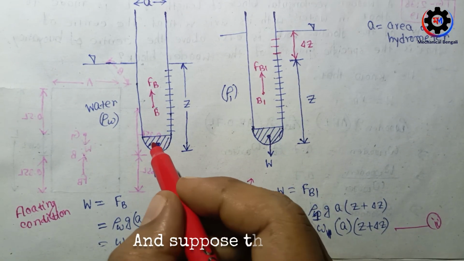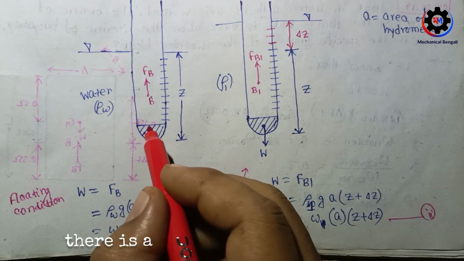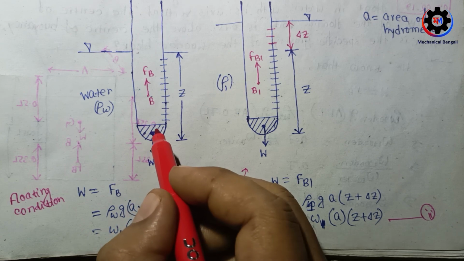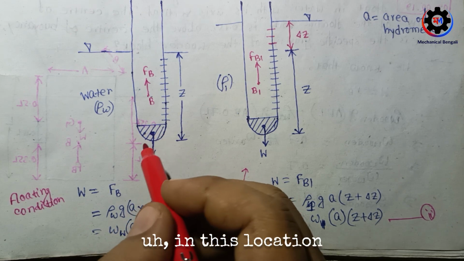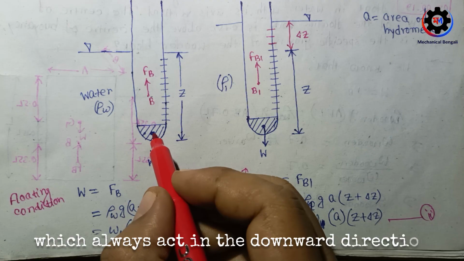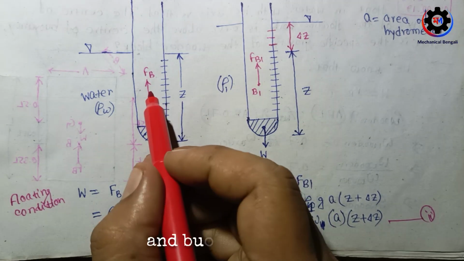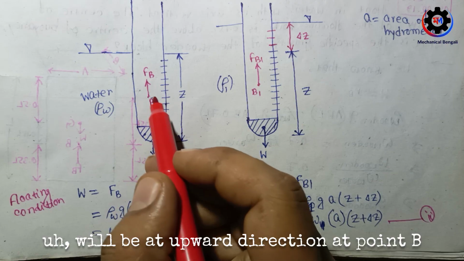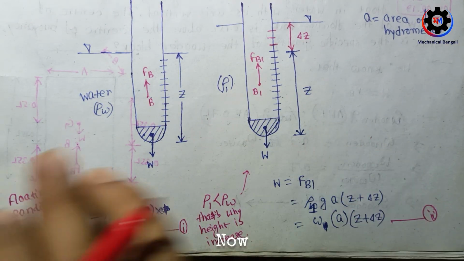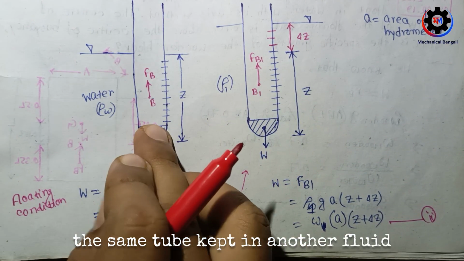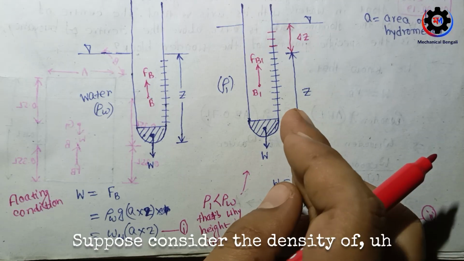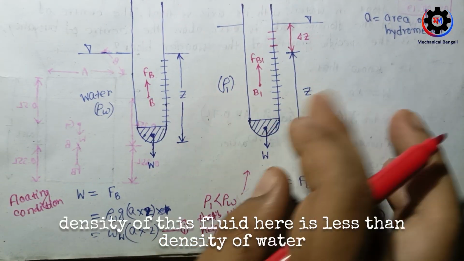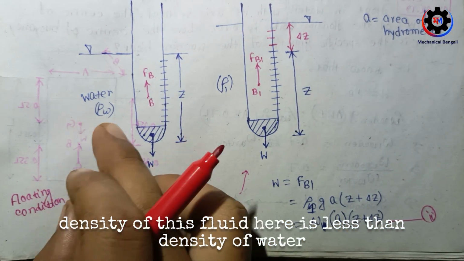Okay, and suppose there is a small weight which is kept in this location. So the weight of the body always acts in the downward direction, and the buoyancy force acts in the upward direction at point B. Now the same tube is kept in another fluid. Consider the density of this fluid to be less than the density of water.